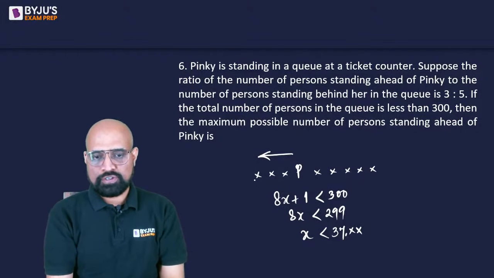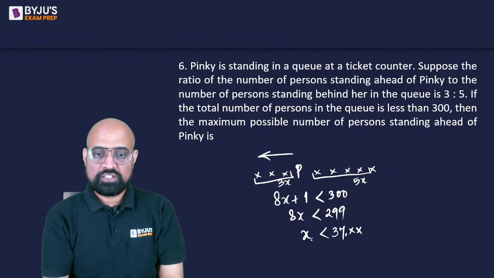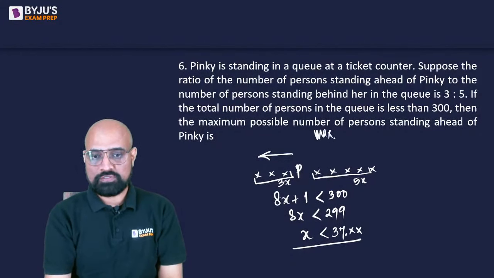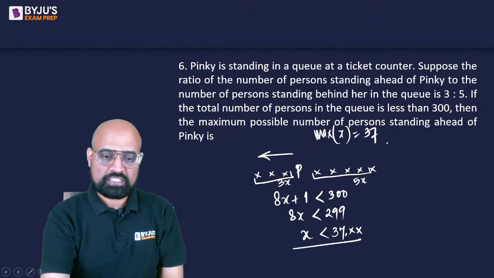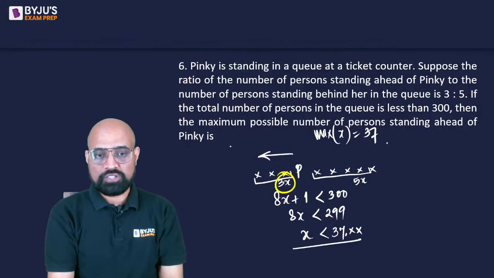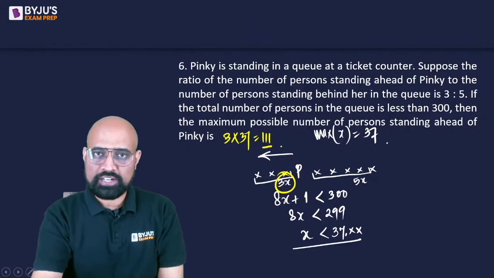So we have 3x initially ahead of Pinky and 5x behind her. We need the maximum number of people standing ahead of Pinky, so we need the maximum value of x. Since x is an integer, the maximum value of x that we can have is 37. Since 37 is the maximum, the maximum number of people standing ahead of Pinky is 3 into 37, which is a very easy number, 111. It's a TITA question, so we have to type in 111.